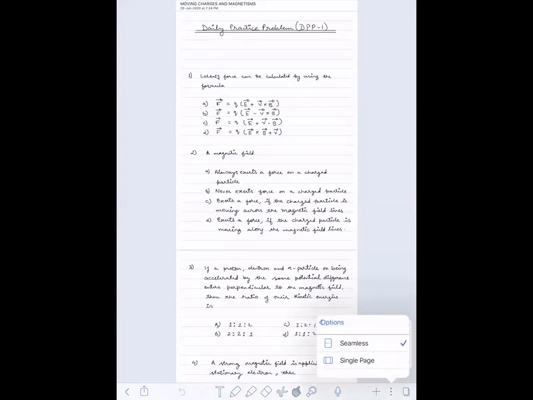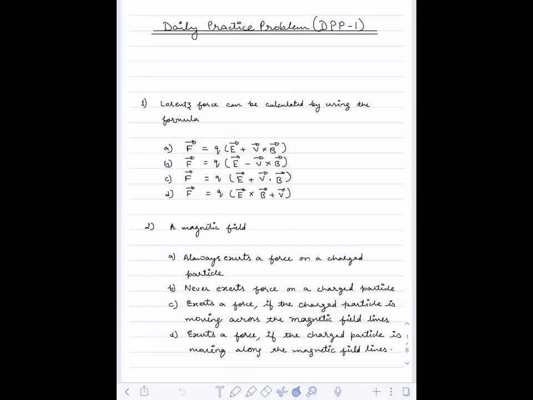Tomorrow we are going to only discuss these questions. I recommend all of you to do these questions and then come to the class tomorrow. Tomorrow I'm going to discuss these questions first, because we have covered a particular portion. Moving charges and its analysis we have completed. Then I'm going to start the new topic tomorrow. Understood?